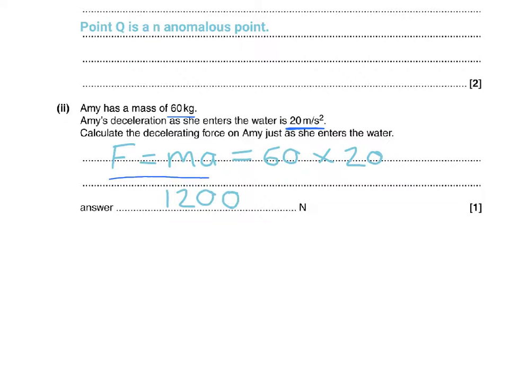So we have F equals ma, which is the equation from page 2. Mass is 60, acceleration is 20. 60 times 20 is 1200. Lots of people wrote 120. So a bit of a silly mistake, unfortunately. And because it's only worth 1 mark, that silly mistake would have cost you on this particular question.